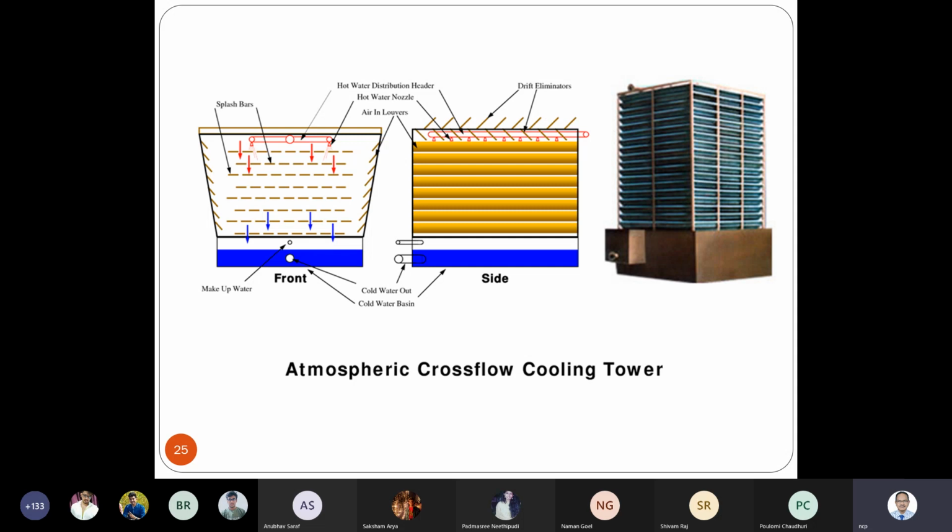So anyway, this is one kind of gas-liquid contactor with liquid in the dispersed form, in the form of liquid film, and then we get this kind of arrangement in this atmospheric cooling tower, which is the type of regularly packed tower.